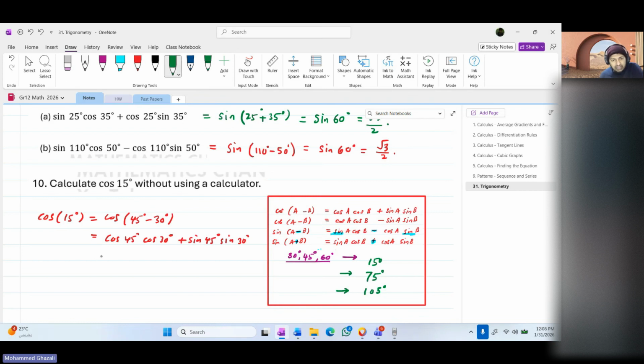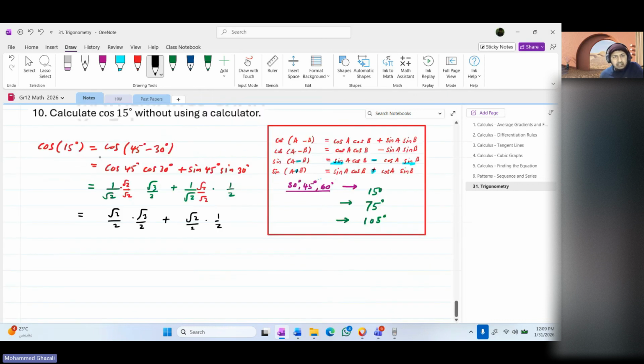Now remember, you're not allowed to use a calculator. So what's cos of 45? 1 over root 2. Cos of 30 is root 3 over 2. Sine 45 is 1 over root 2. And sine 30 is half. So what I'm going to do is multiply these by root 2 over root 2, changing everything, LCD. We will have root 2 over 2 times root 3 over 2 plus root 2 over 2 times a half.